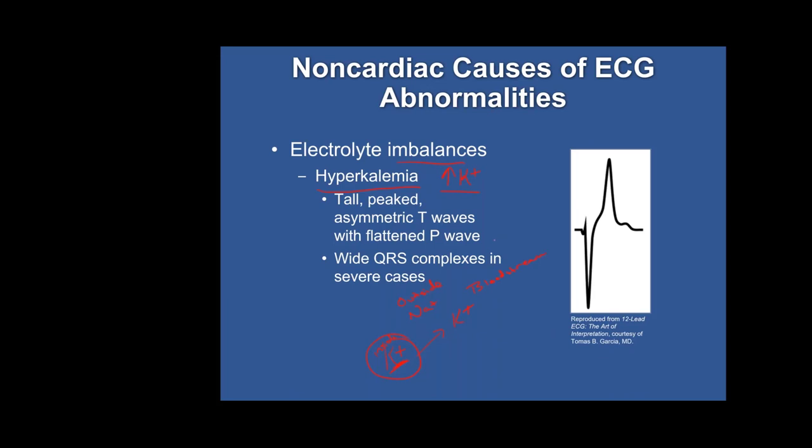Hyperkalemia is the one that most all of our medic students remember, right? Big giant peaked T waves is initial hyperkalemia. You don't need to know the values, but most lab work you look at will say 3.5 to 5 is the normal potassium range for the bloodstream. As potassium keeps venturing higher and higher, the T waves will get bigger and bigger. And then as it keeps going, your QRS complex will start widening out.